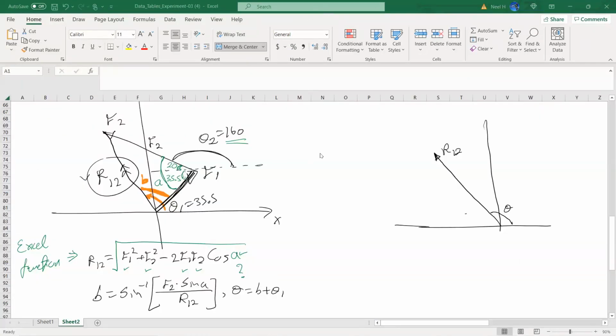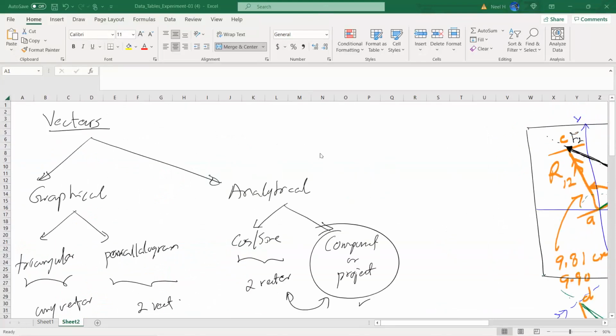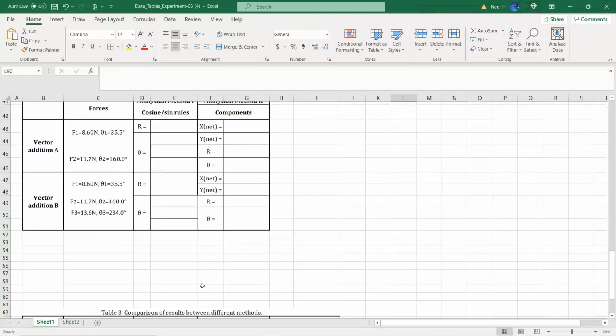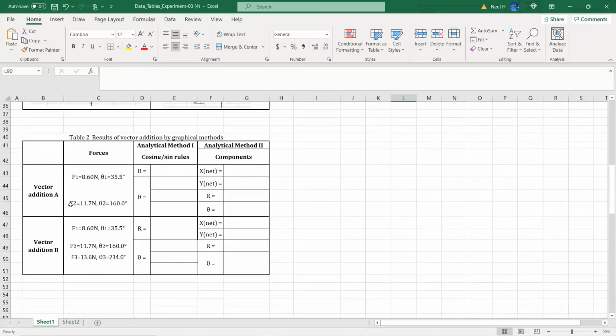Continue on. Analytical method 1 for the case A. Okay, analytical method 1, case A right here.